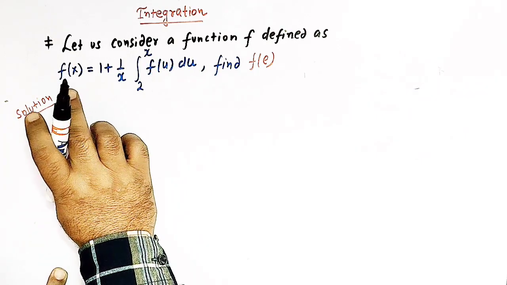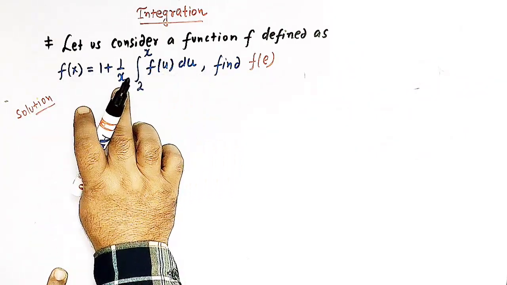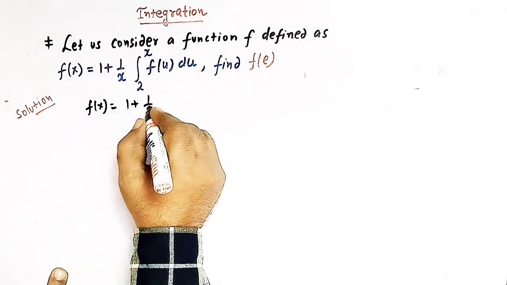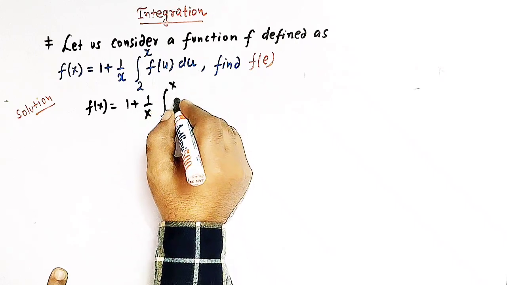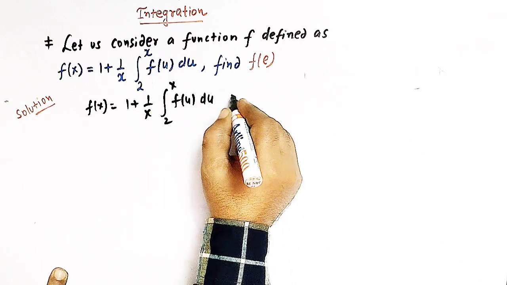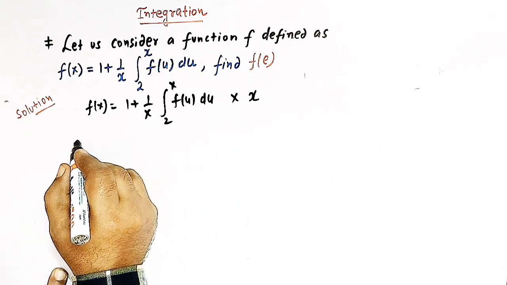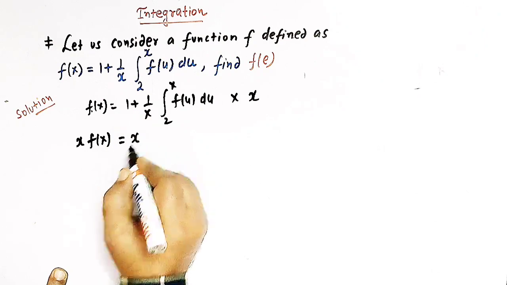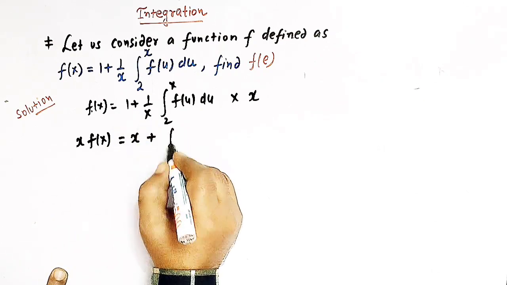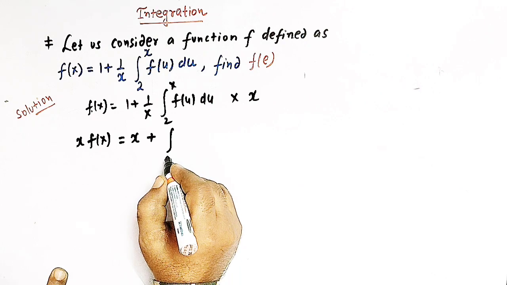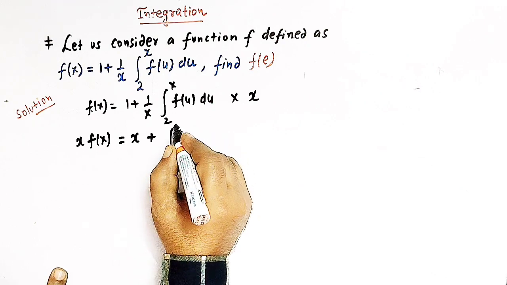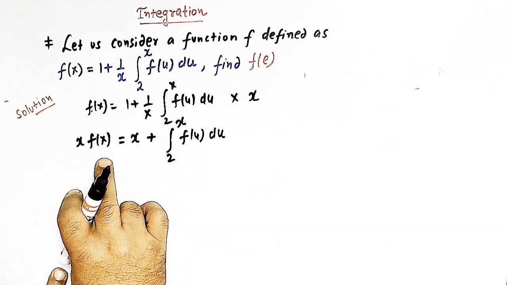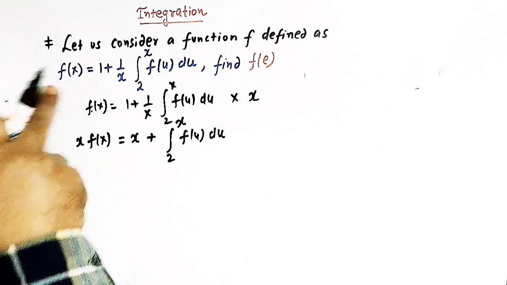So let us first multiply throughout by x, right? So we have the equation f of x is equal to 1 plus 1 over x integral 2 to x f of u du. So let us multiply throughout by x. So we'll get here x times f of x, and here we'll get x, and then here we have this x and this x get cancelled, so we have the integral 2 to x f of u du. So this is the first step in solving this equation.